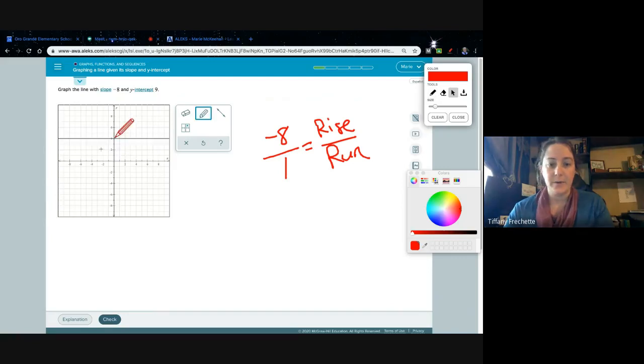Let's grab our pencil tool. A y-intercept of 9 means I'm going to go up to 9, and I'm going to put an X there. Then I'm going to rise -8, run 1. Rise -8 sounds funny, but rise means you can go up or down. If it's negative, you actually fall instead of rise. 1, 2, 3, 4, 5, 6, 7, 8. Then I run 1 to the right because it's a positive 1 on the bottom. Now I click on both of my points with my line tool. Make sure you select that and actually graph your line.